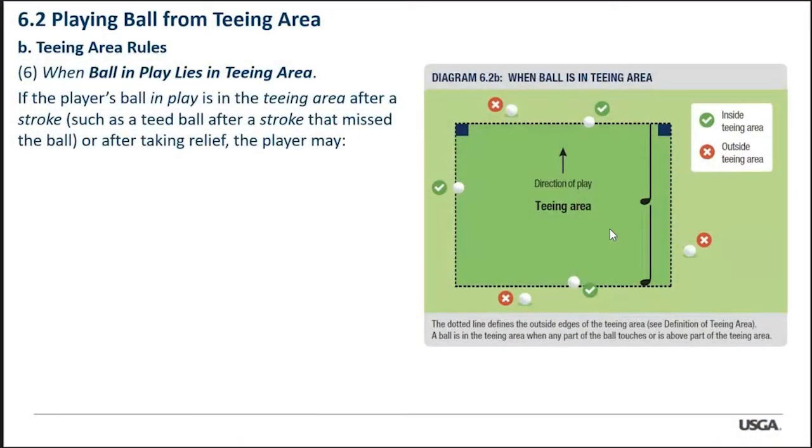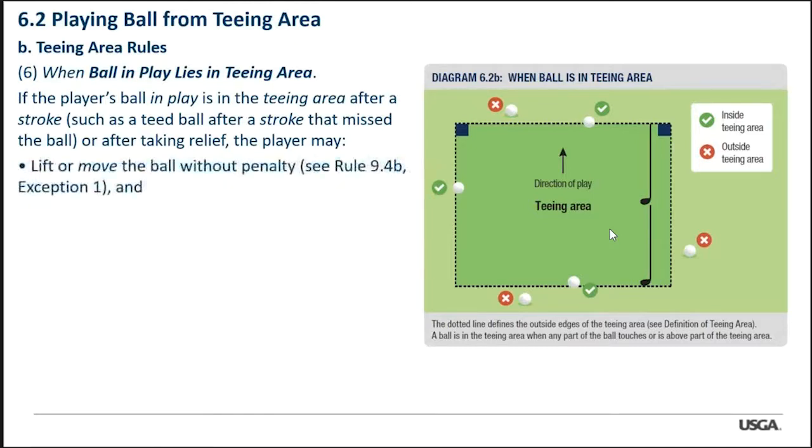All right, here's the definition of the teeing area and when the ball lies in it. It applies if a player's ball lies in the teeing area after a stroke, when you're teeing it up, or when taking relief in any situation. All these examples here apply of when the ball is in the teeing area. The green check marks: a little sliver of that golf ball has to be in the teeing area for the ball to be in the teeing area. The whole ball doesn't have to be. But if the whole ball is out of the teeing area, then the ball is out of the teeing area.